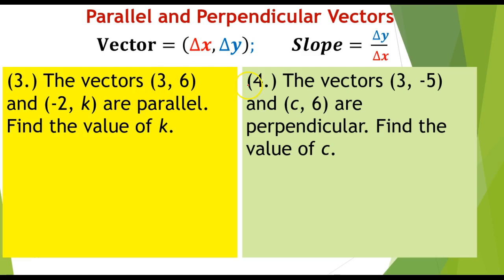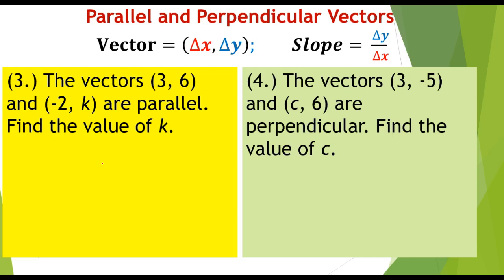So we can use this idea that equal slopes are parallel and perpendicular slopes are opposite reciprocals to solve problems like this. If we know the vectors, there are two vectors. One of them is (3, 6). The other vector is (-2, k). They are parallel, so find the value of k.